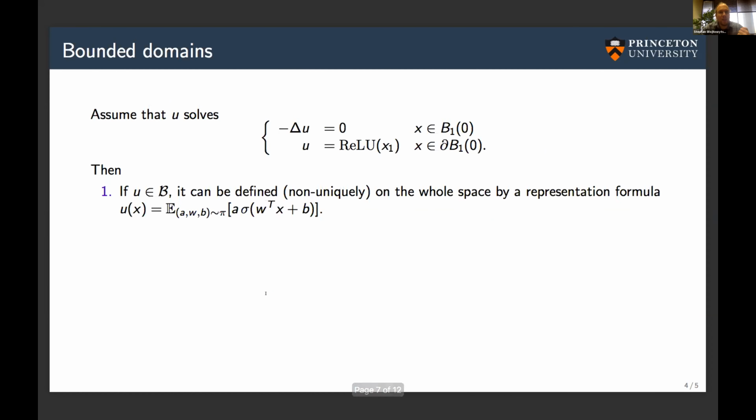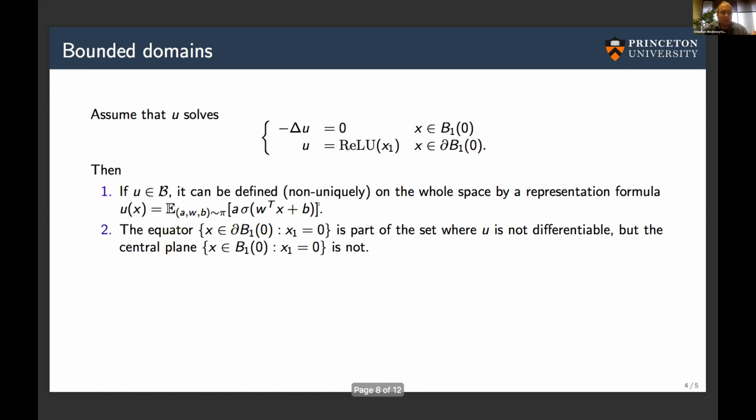On the other hand, if we are looking at a bounded domain like the unit ball, and we're looking for a harmonic function with boundary values which are a single ridge activation. So we ask the question: is this function in a Barron space? And if it is in a Barron space, then we can define it on the whole space, not necessarily uniquely, because we've got this explicit representation formula.